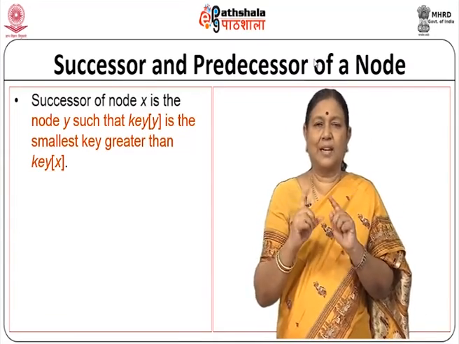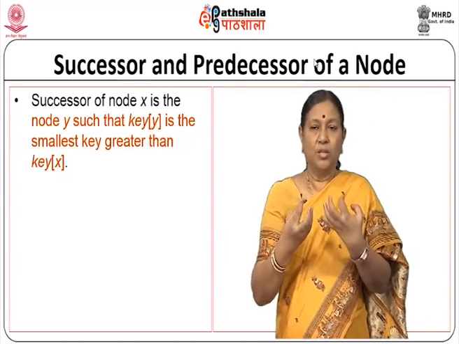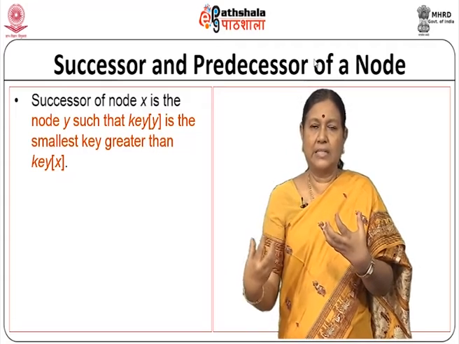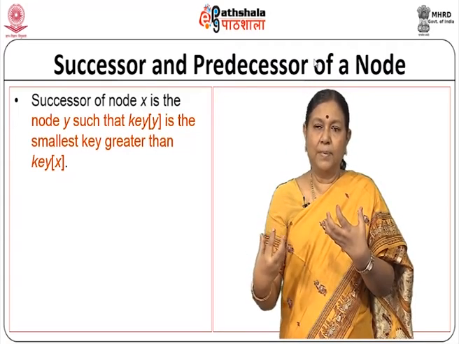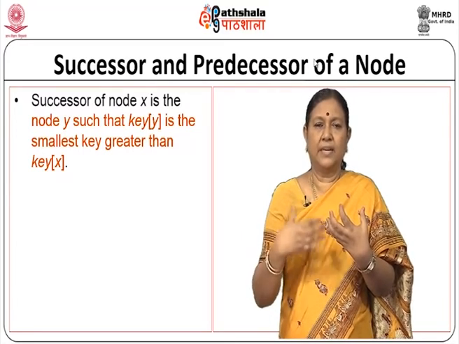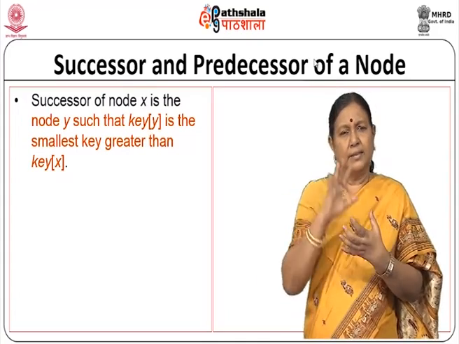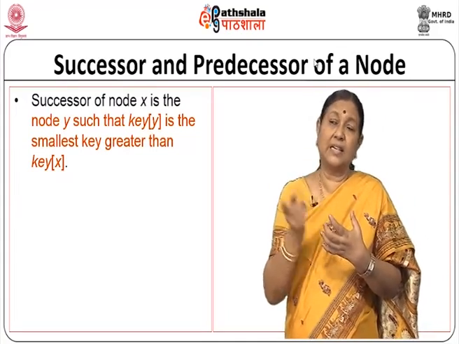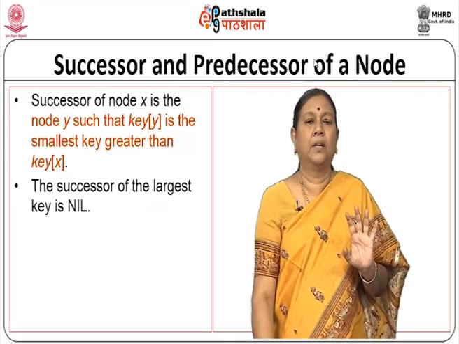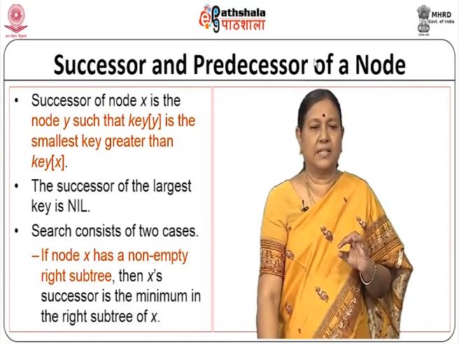Here x and y are not keys, we are talking about them as nodes. If you take a node x and I say y is the successor of node x, then it means that the key of y is the smallest key that is greater than the key of x. And the successor of the largest key is always nil, there cannot be any successor.